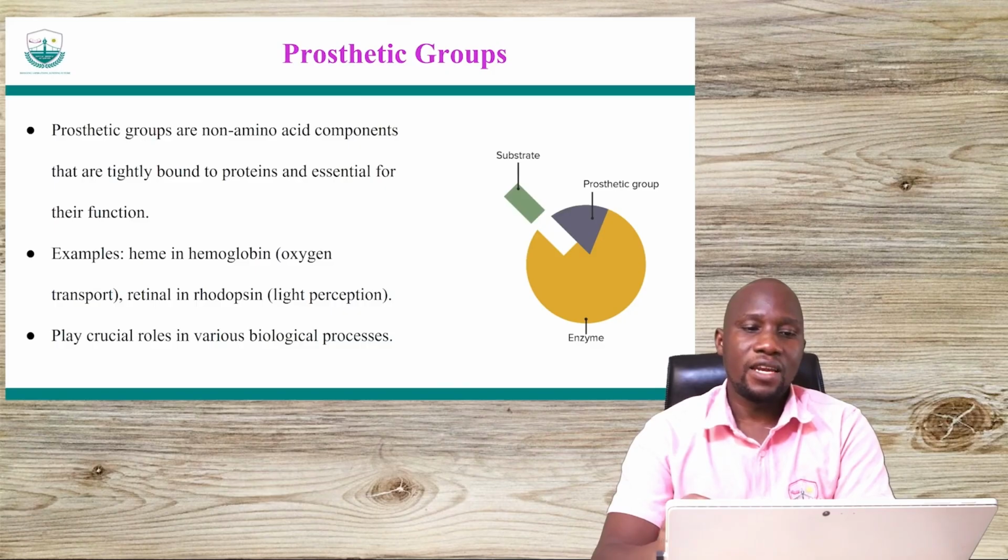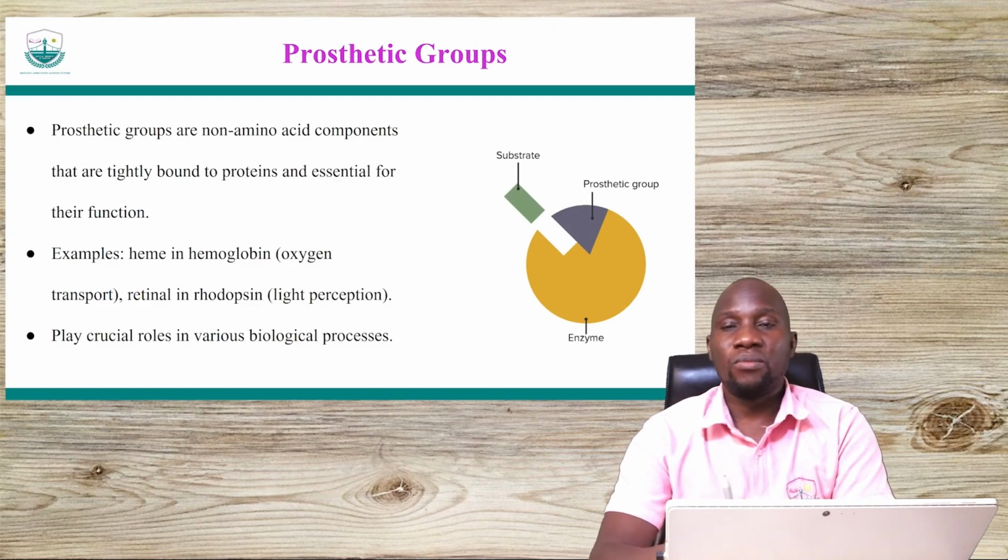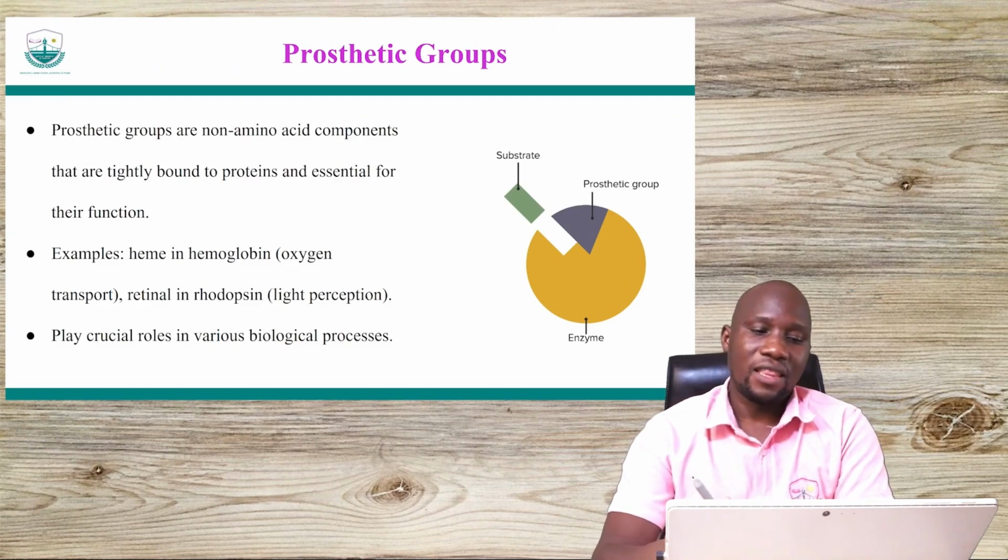We have the prosthetic groups. These are non-amino acid components that are tightly bound to the protein and are essential for their function. So, for example, hemoglobin has iron, and that iron, or the heme in the hemoglobin, is what we call the prosthetic group.